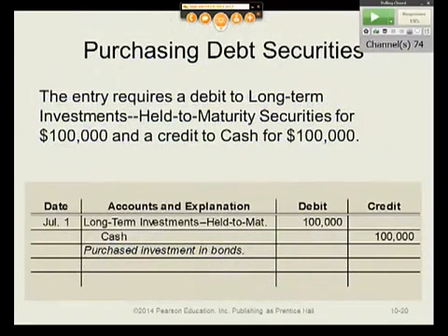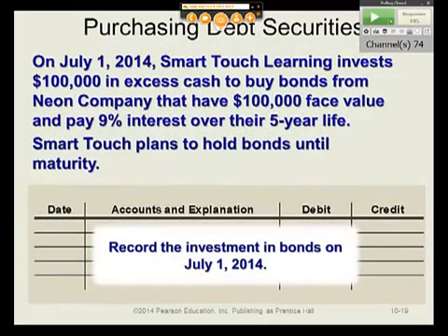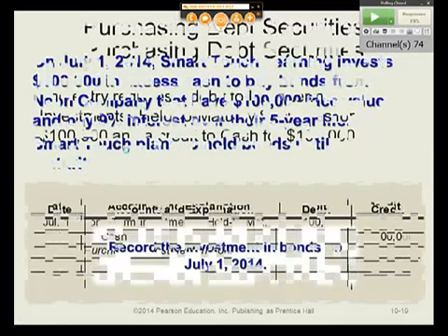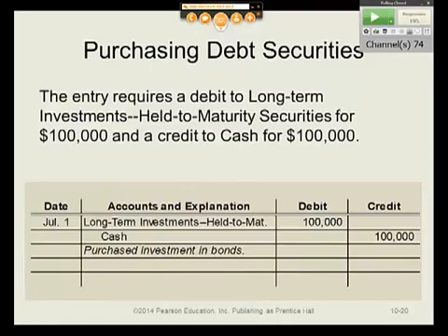So the entry, when they buy the asset, is to debit the long-term investment account, and we're going to assume that it is held to maturity. That's how they classify it. That debt could have been classified otherwise, except that in the problem, it tells you that they plan to hold it to maturity. So right here is where you would be forced to call this a held to maturity investment. So in this case, you debit the long-term investments held to maturity, credit cash.